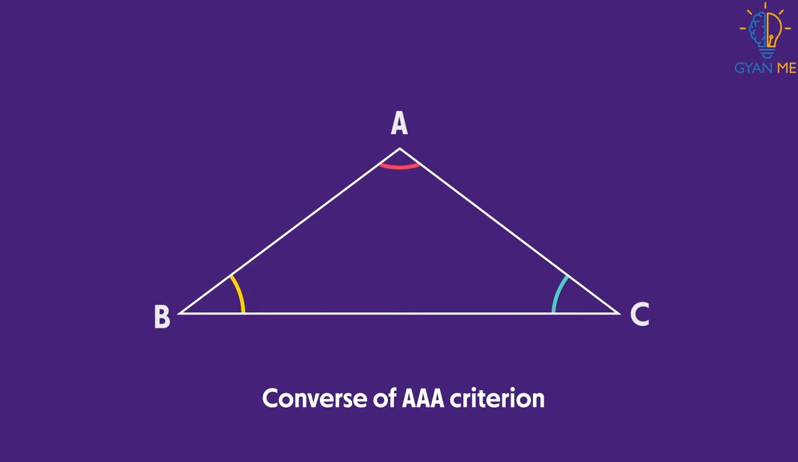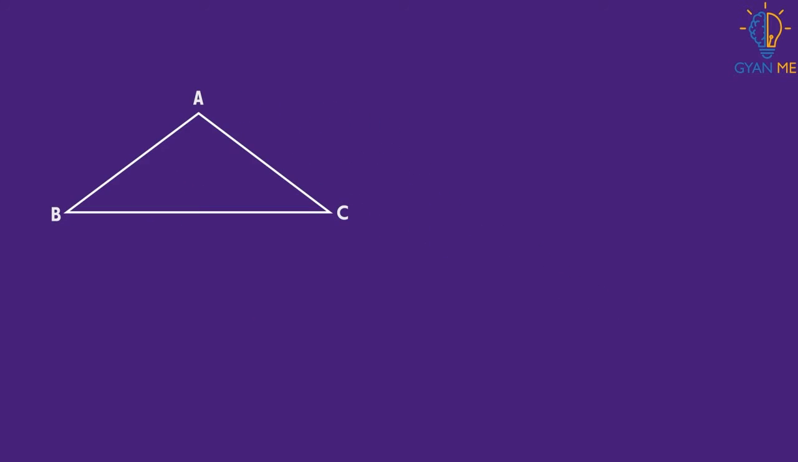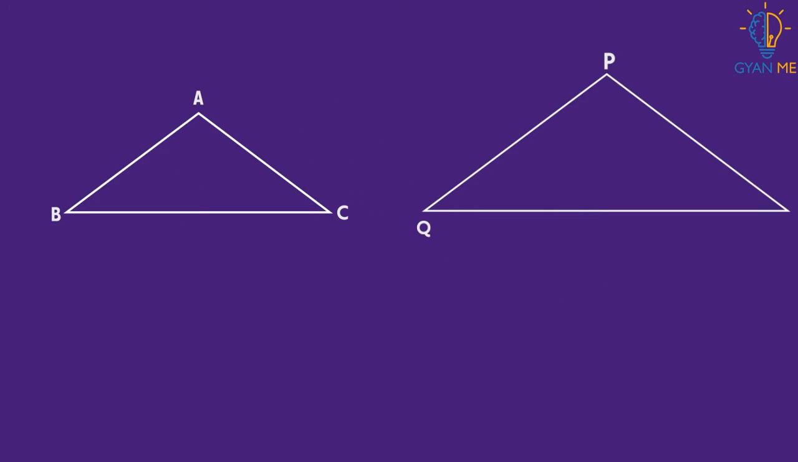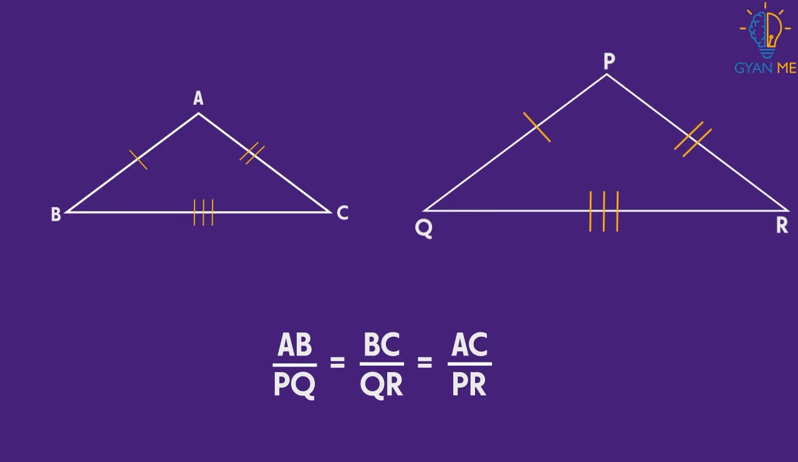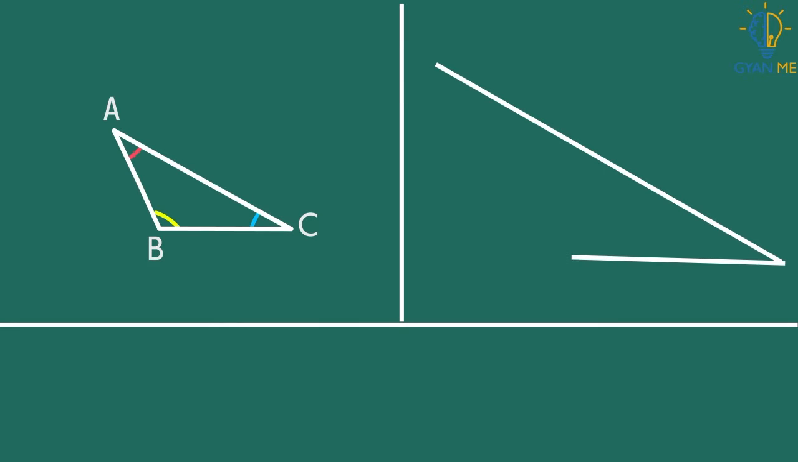And according to it, if corresponding sides of two triangles are proportional to the sides of the other triangle, then their corresponding angles will be equal, and hence the triangles will become similar. First, let us perform an activity and check whether this is true or not.